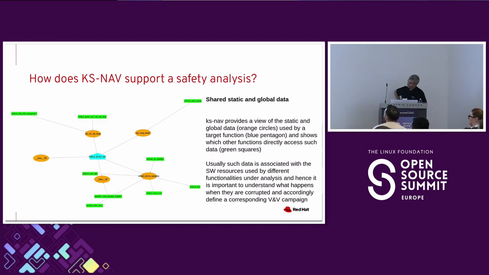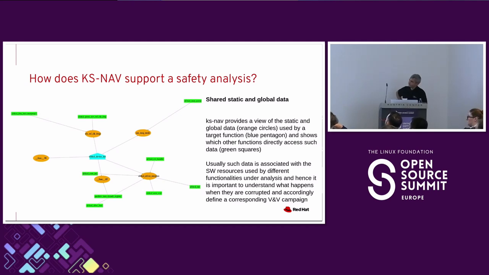Next one. Also, KSNAV is able to highlight the static and global data here, the orange circles, that is used by a target function, that is this one. And basically, this diagram says, hey, this function is touching this static and global data, and we have other functions here that are also accessing this data.